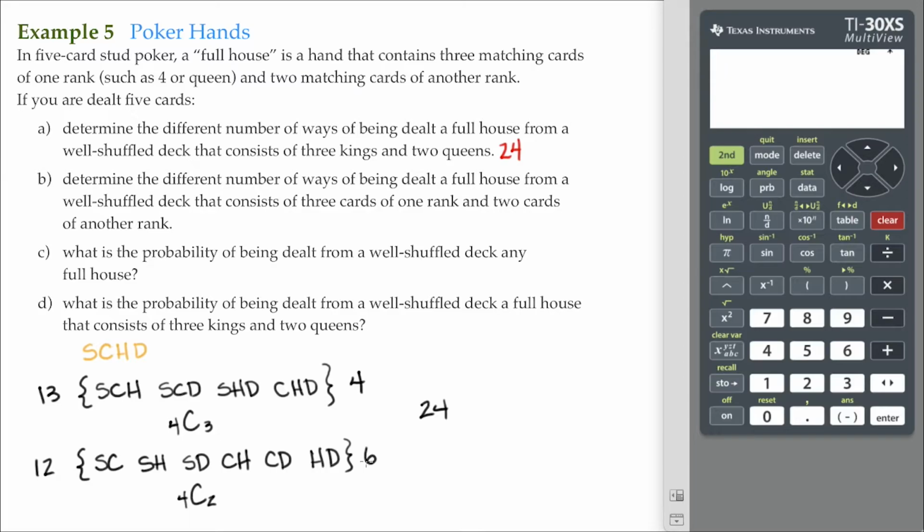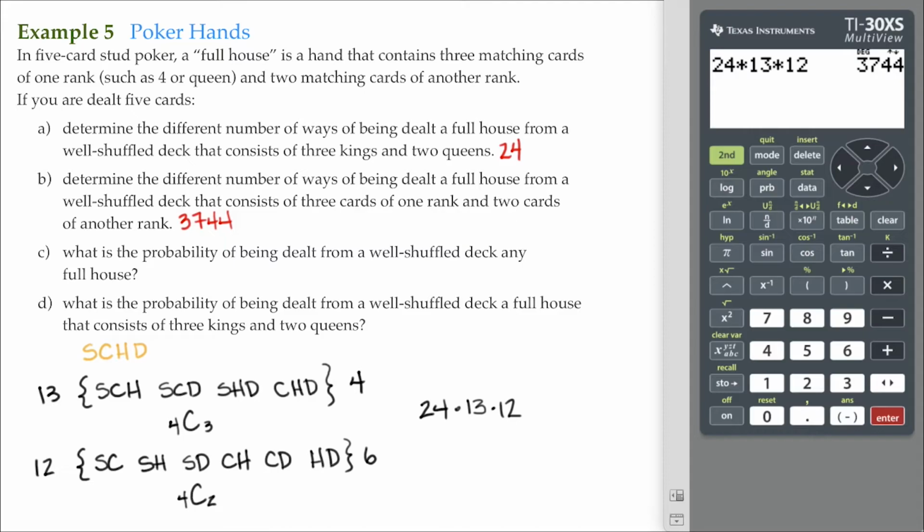Well, 4 times 6, that's 24. Then I'm just going to multiply this by 13 and multiply this by 12. Or you can have 4 choose 3 times 13 and 4 choose 2 times 12. Either way, we're going to have 24 times 13 times 12. There's 3,744 different ways we can be dealt 3 cards of one rank and 2 cards of another.